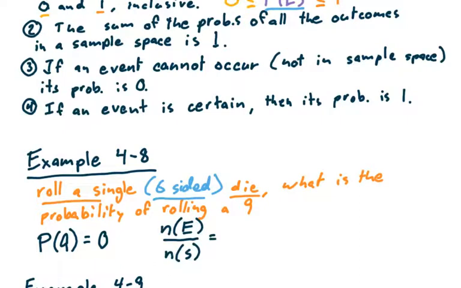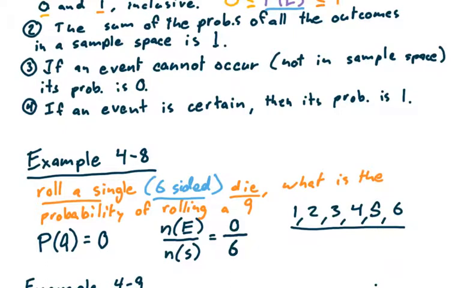The other way to see this is the number of outcomes that satisfy this event is 0, because 9 is not in the sample space, divided by the number of outcomes total in our whole sample space. So these are 1, 2, 3, 4, 5, 6. There they all are. And notice that there is none of these that satisfy our event of rolling a 9. There's no 9 as one of the outcomes.